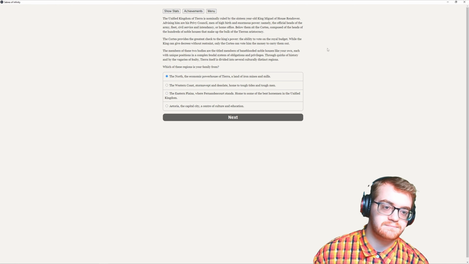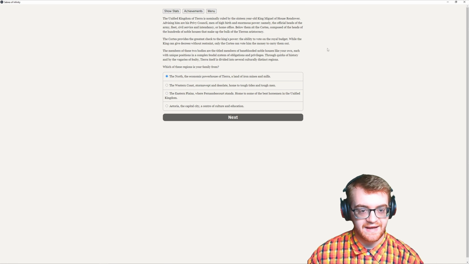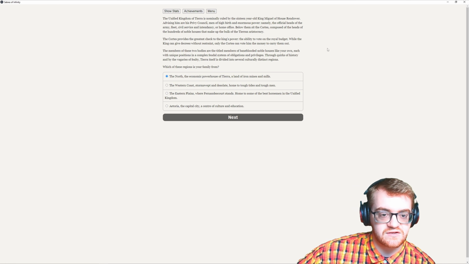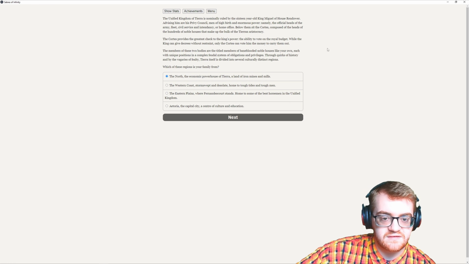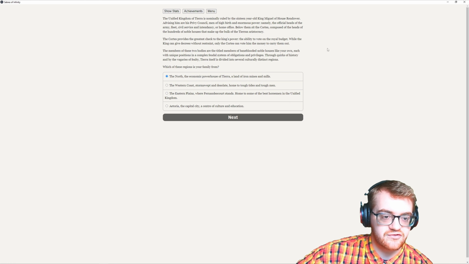"The courts, composed of the heads of the hundreds of noble houses that make up the bulk of the Tyrian aristocracy. The courts provide the greatest check to the king's power, the ability to vote on the royal budget. While the king can give decrees without restraint, only the courts can vote him the money to carry them out. The members of these two bodies are the titled members of bane-blooded noble houses like your own, each with unique positions in a complex feudal system of obligations and privileges."